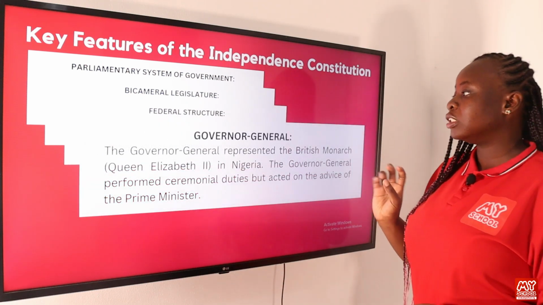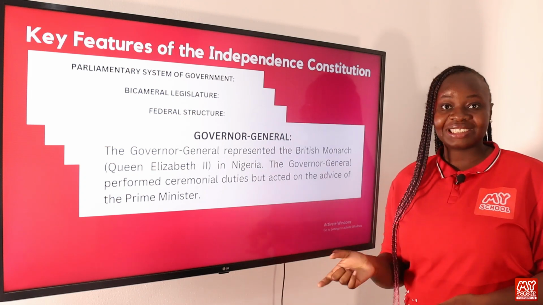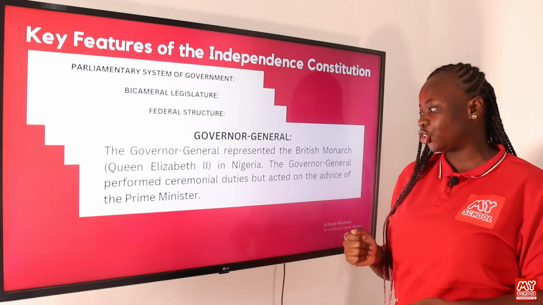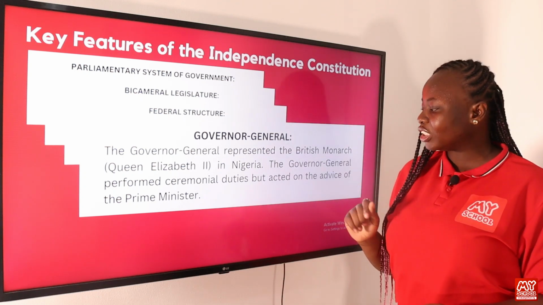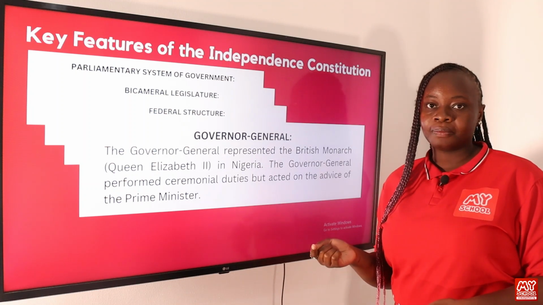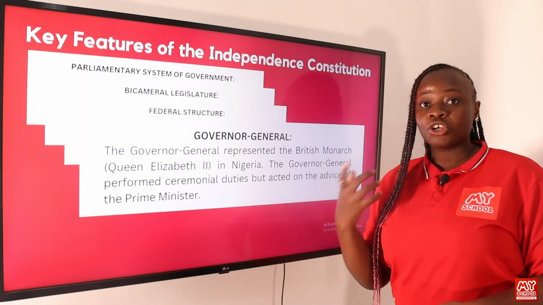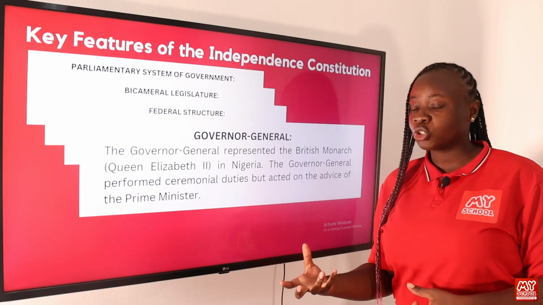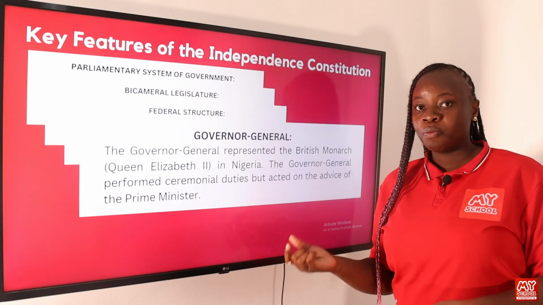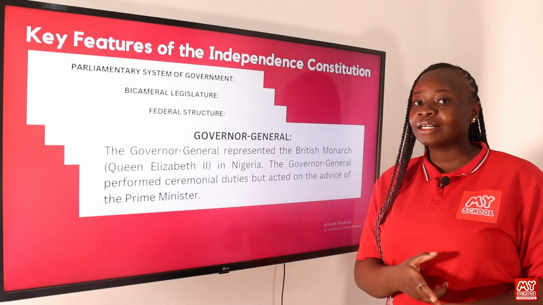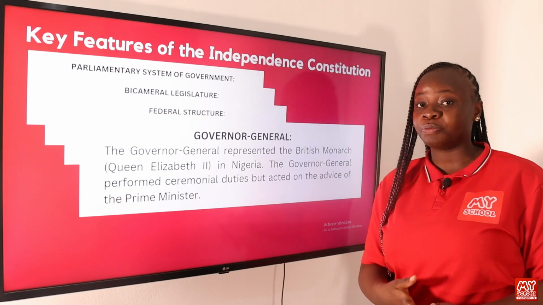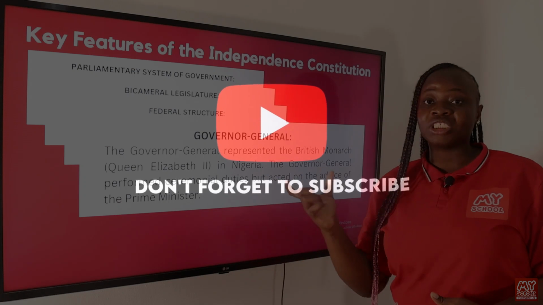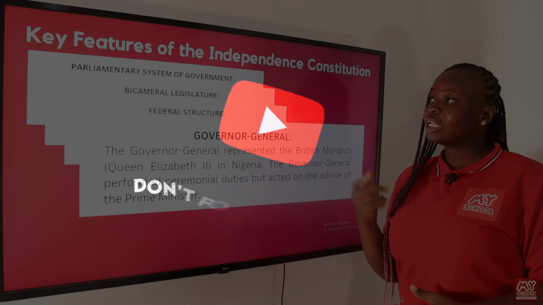Okay, we also have the position of the Governor General, which was introduced in 1960. So the Governor General represented the British monarch, Queen Elizabeth II, in Nigeria. He performed ceremonial duties but acted on the advice of the Prime Minister. So this means that the ceremonial functions did not allow him to perform executive functions. The executive functions were undertaken by the Prime Minister. But the Prime Minister had to seek approval from the ceremonial president before things could be implemented within the society. So the advice of the Prime Minister is what the Governor General acts on. Now let's move on to another feature.